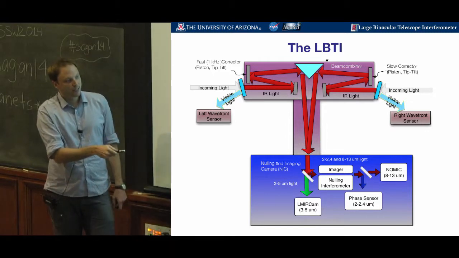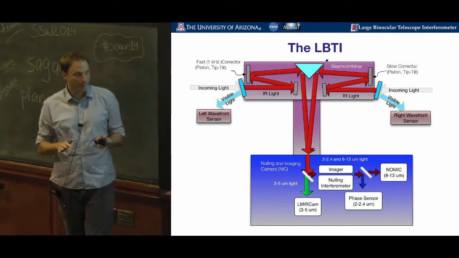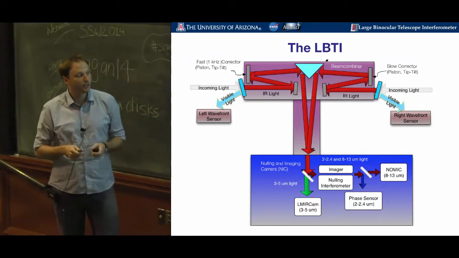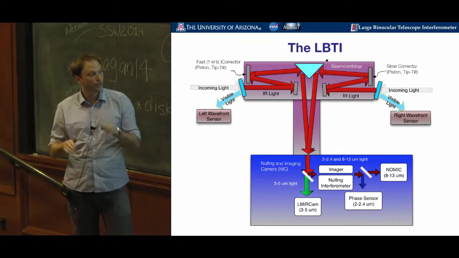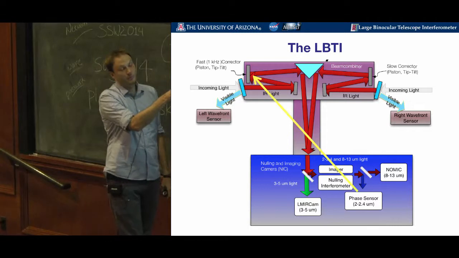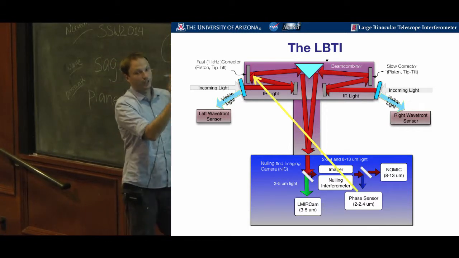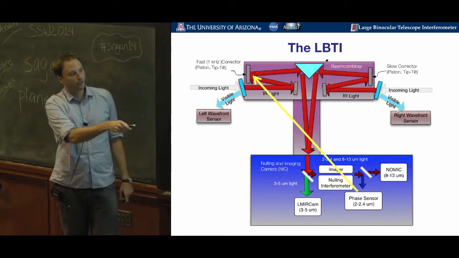The near-infrared light is used to measure the phase delay between the two telescopes. It does that really quickly, at 1 kilohertz. It measures the phase delay due to the atmospheric variations and sends corrections in real time to this mirror here, which is moving in piston to compensate for that. And the null measurements are done with NOMIC here.